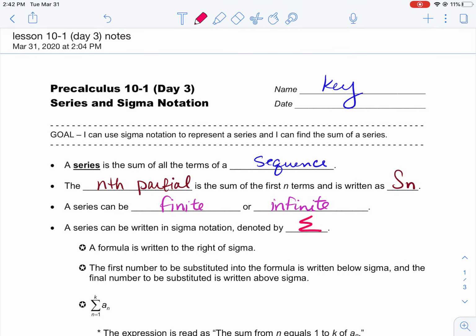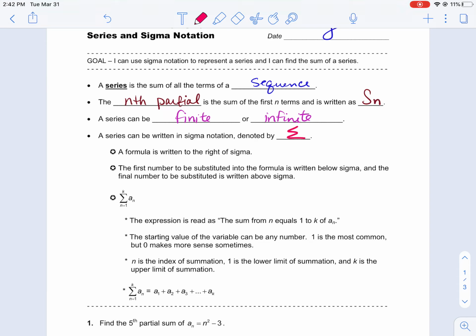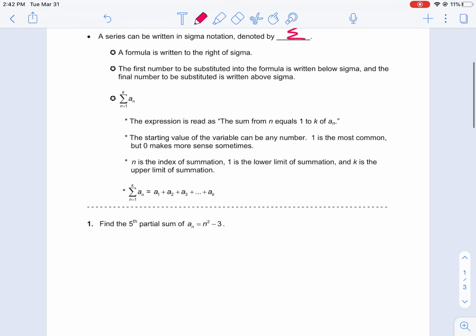I'd like for you all to take a minute to read over these first notes that we have right here for you. So take a minute, pause the video, read through these, and then come back. Okay, welcome back everyone. Let's start off with question number 1.